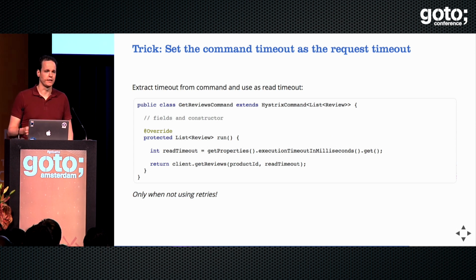Another trick is to make the client timeout always the same as the command timeout, because then you need to configure one timeout less. So what you can do in your Hystrix command is get the properties of that command. You can get the execution timeout in milliseconds. They really love their long method names. You get the value of that, and you simply pass it along to your client. Your client must be able to deal with request-based timeout settings, though, and not all do.